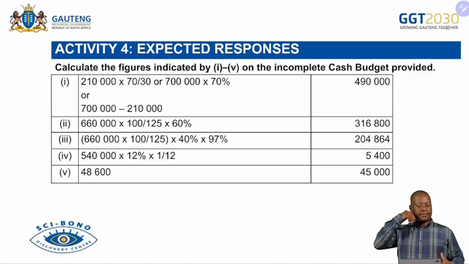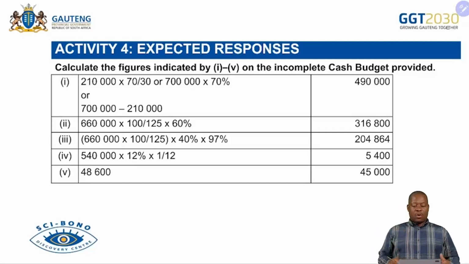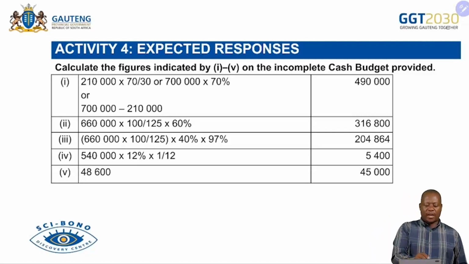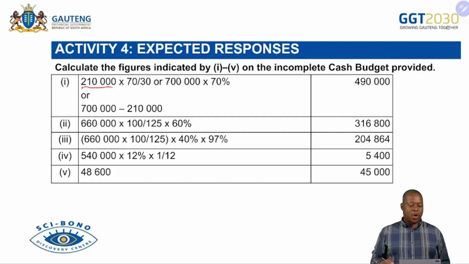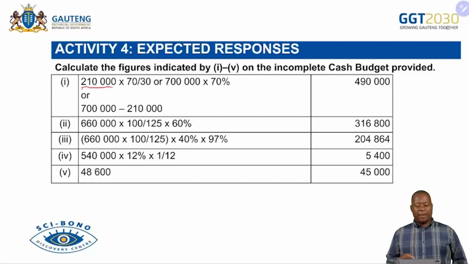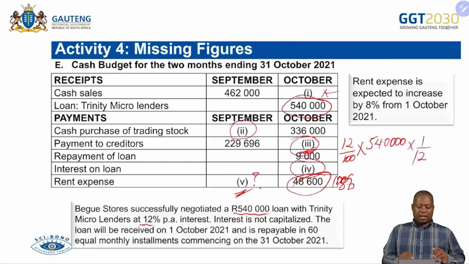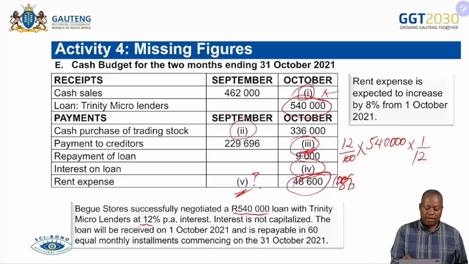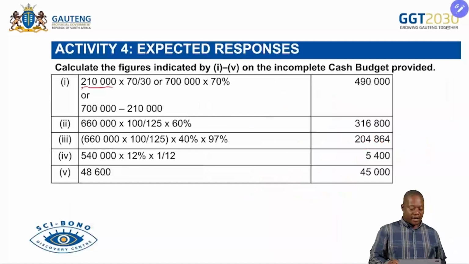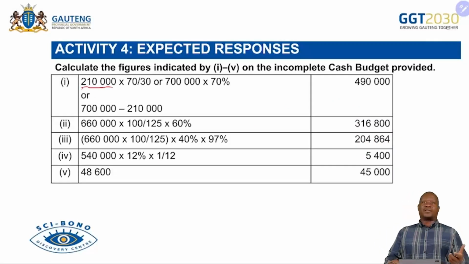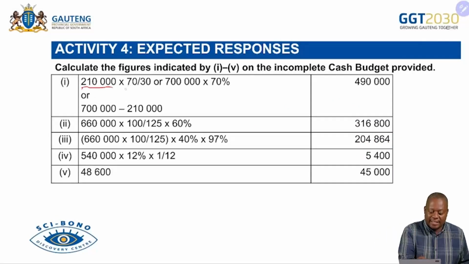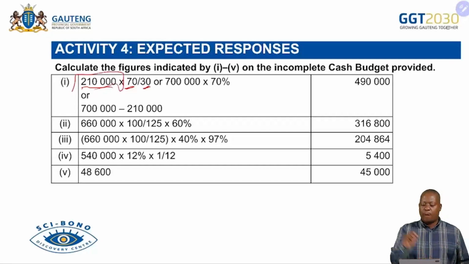Let's start with 1. Now, 1, we are just looking into the figure that we are already given here, the 230,000. Remember, what is this? This is our, remember we are looking for cash sales. And what is it that we are already given? We are given the credit ones. And they are saying 70% is cash and 30% is credit. So we are going to use the credit ones for us to go back to the cash ones.